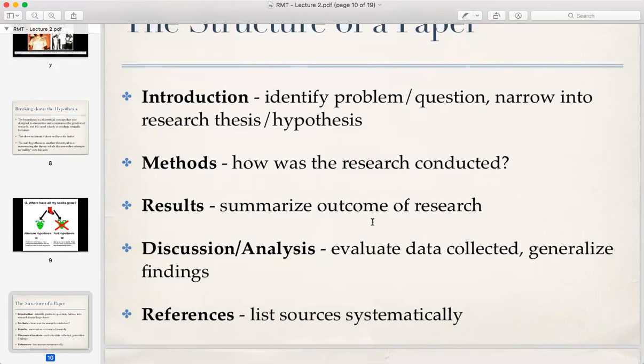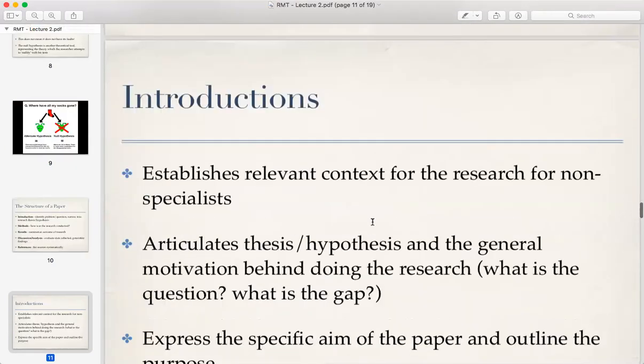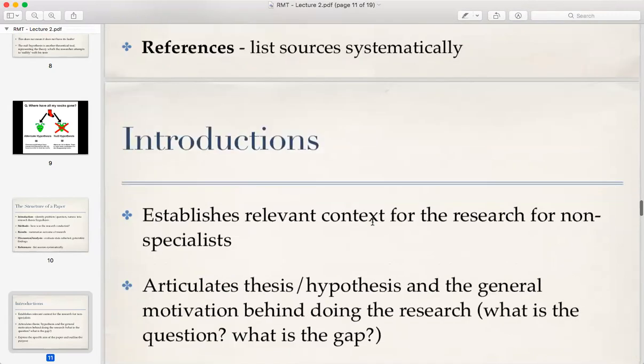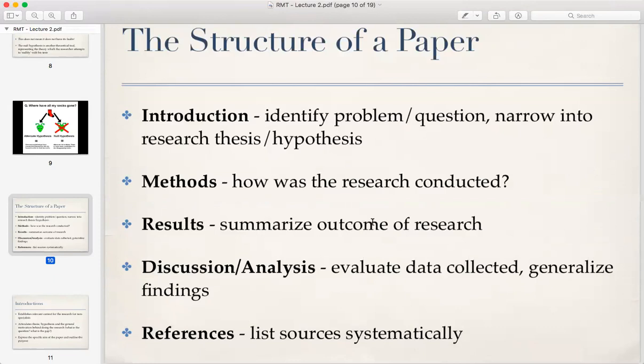And so the introduction is where you're introducing those concepts. The methods are how the research was conducted, and we're going to be talking more about that. In the results, you're summarizing the outcome of the research, whether in a chart, in a table, in a graphical way, or in a verbal way, in a way that makes sense for the people reading it. And then in the analysis, you're evaluating the data that was collected and generalizing the findings.